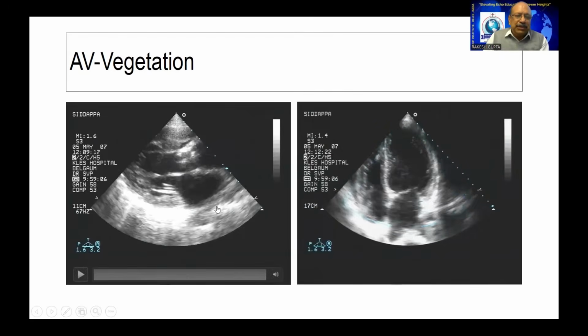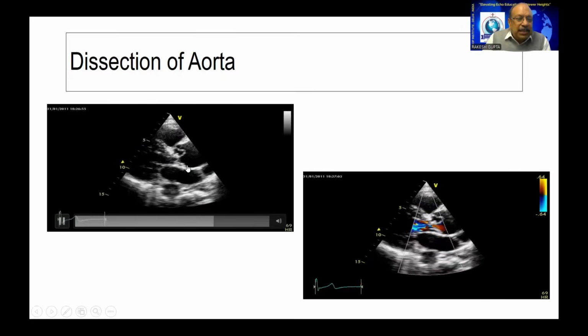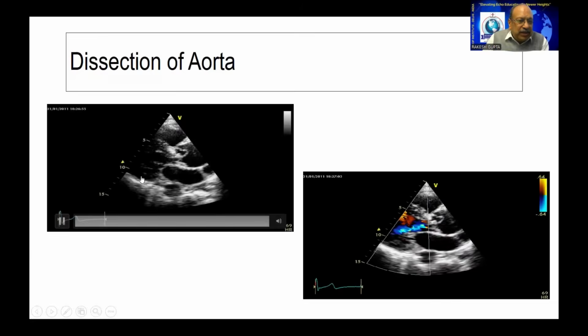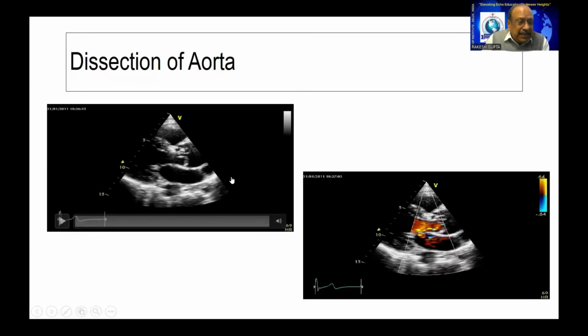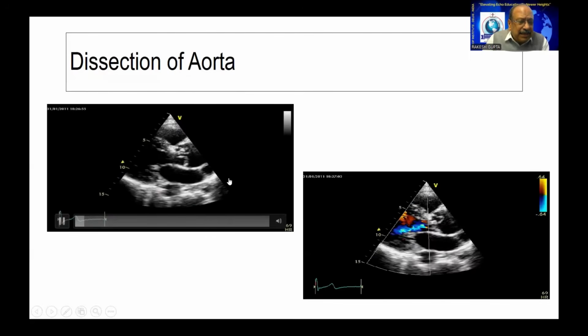Vegetations, this patient had multiple vegetations all around. Now, dissection of aorta. God has not given us two aortic valves. God has given us only one aortic valve. If you happen to see two aortic valves, one over here, one over here, think of dissection. It is always associated with AR. And this is a dire emergency. You can't sit down and wait to correct it medically or something like that. As soon as you see a dissection, the patient should undergo surgery ASAP.